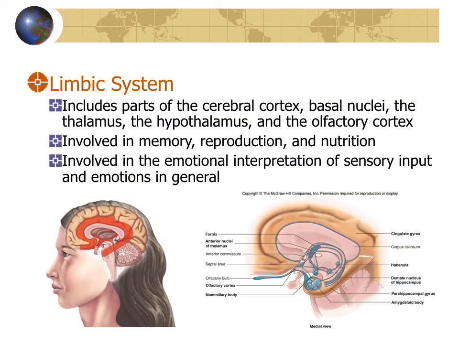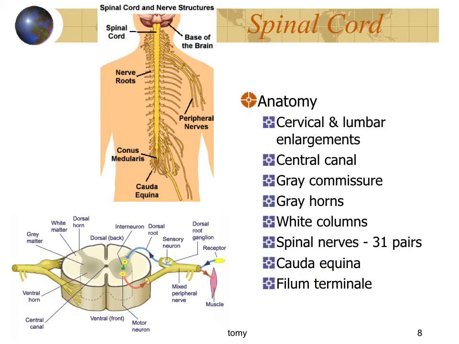Okay, when we talk about the cerebrum, we can also talk about systems that are connected between these different regions, things like the limbic system, which includes parts of the cerebral cortex, the thalamus, the hypothalamus, and other brain regions. This is involved in memory, reproduction, nutrition, emotional interpretation of sensory input and emotions in general. We also talked about the reticular formation, which controls awareness and activity of higher centers, involves many of the regions of the brainstem.